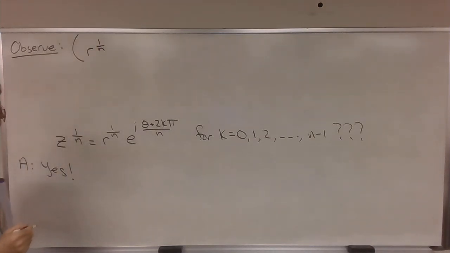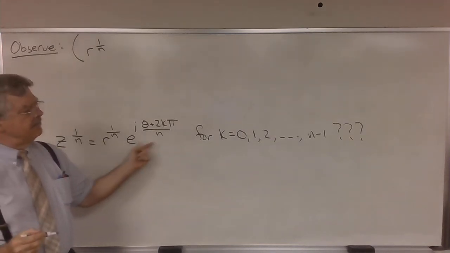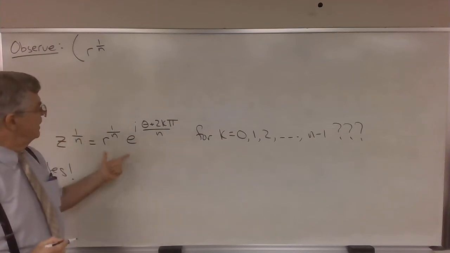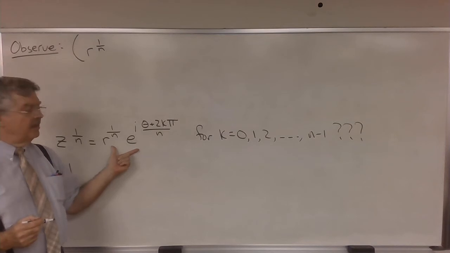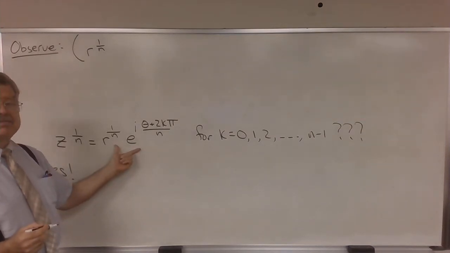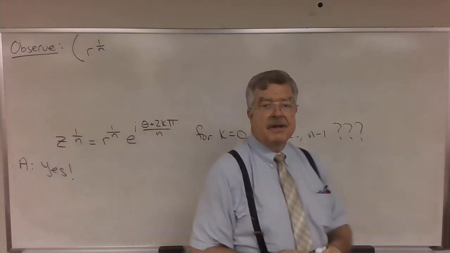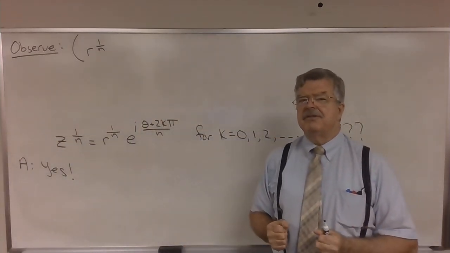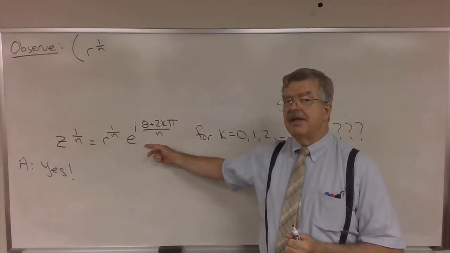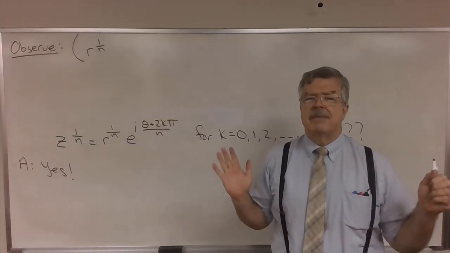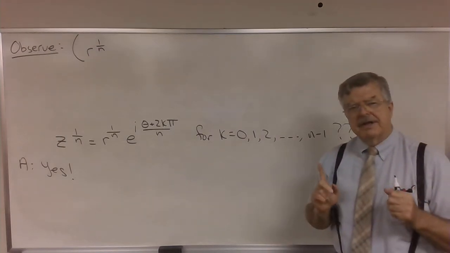And what am I doing here? I'm reasoning that if for any value of k from 0 to n minus 1, this really is an nth root of z, then if I raise this to the nth power, I get z, because that's what an nth root is, isn't it? It's a number that we raise to the nth power to get z. So I'm going to take this, raise it to the nth power, and show that no matter what value k is, from 0 to n minus 1, we're going to get z.